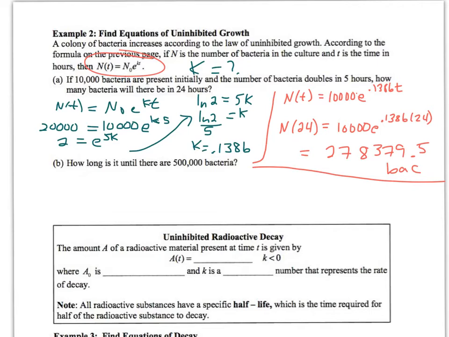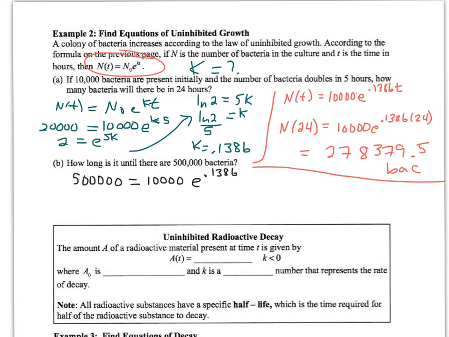The second part of this problem says, okay, how long until there are 500,000 bacteria? Well, same problem as above, so I'll just plug in 500,000 for my amount. So essentially we're trying to figure out how long for 10,000 to grow to 500,000. Now I know a couple things. I know it's bigger than 24 hours because in 24 hours we're only at 278,000.